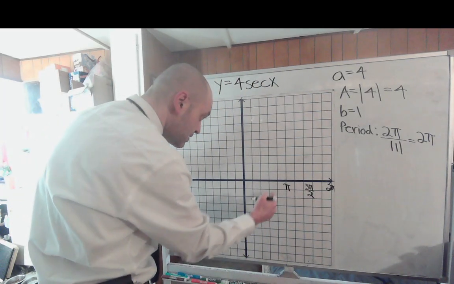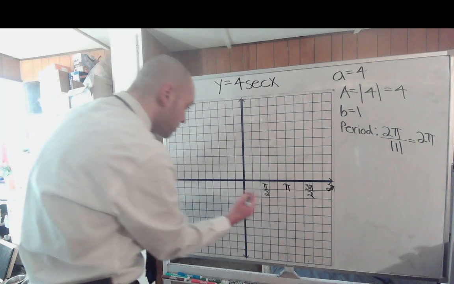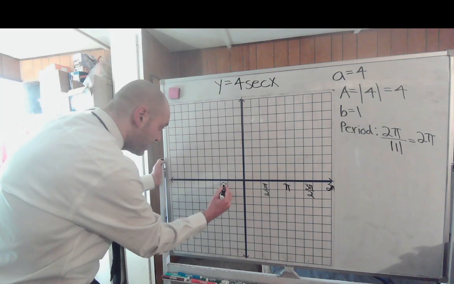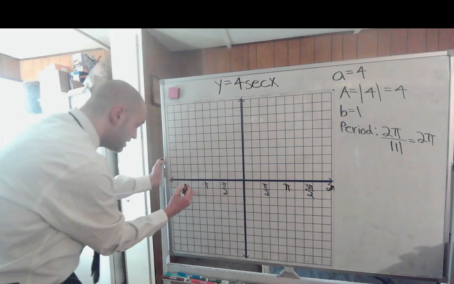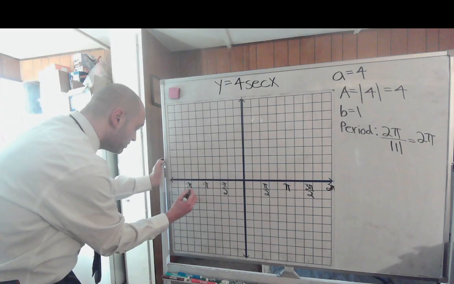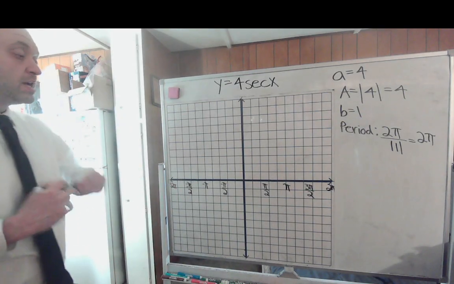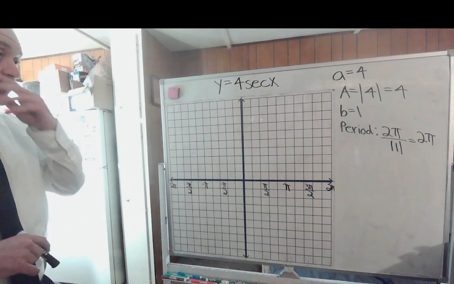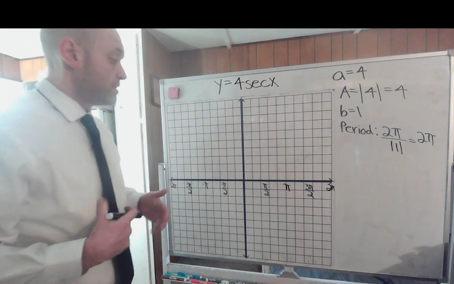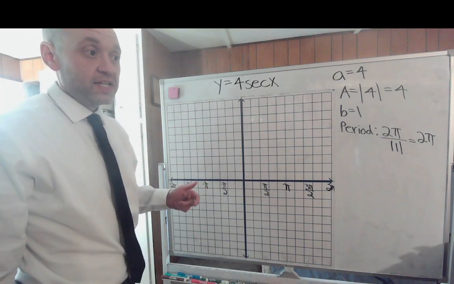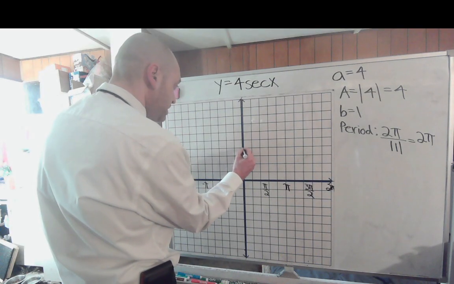All right. Here's pi over 2, 0. There's negative pi over 2. Negative pi, negative 3 pi over 2, negative 2 pi. All right. So everything's plotted on the axes. Now, let's go ahead and start plotting some points. So if we put in 0, secant of 0 is 1 times 4, which is going to be 4. So we're all the way up here.